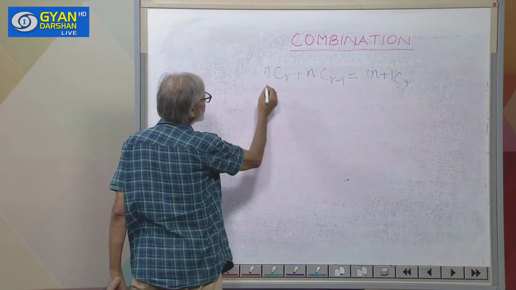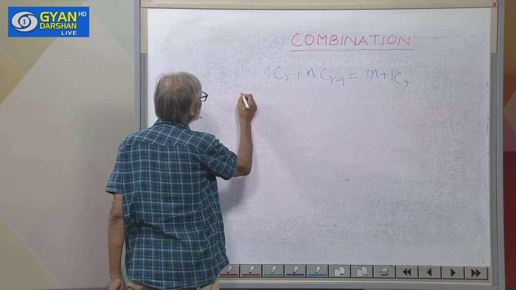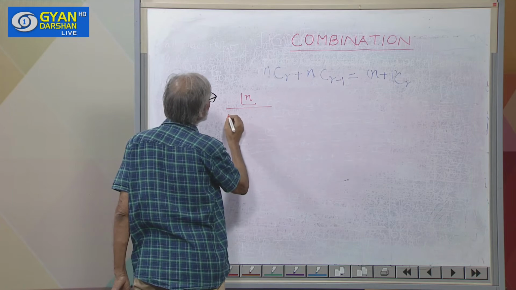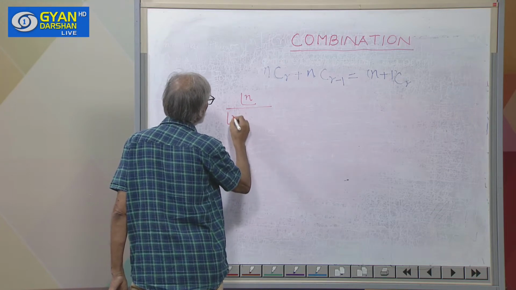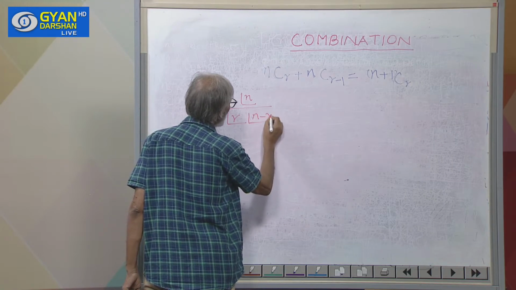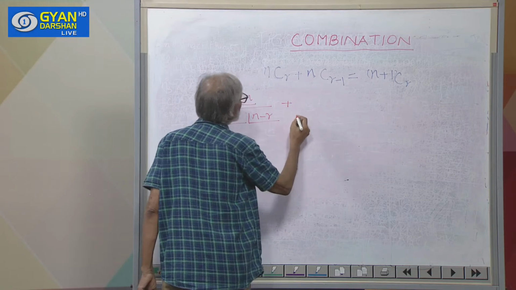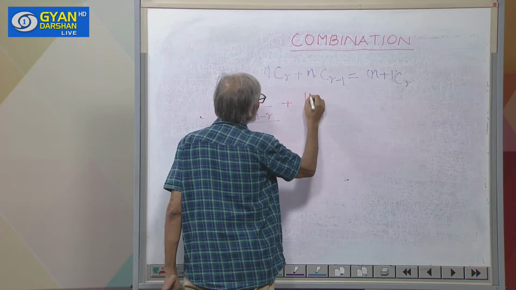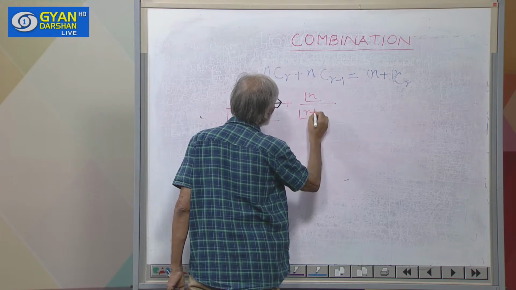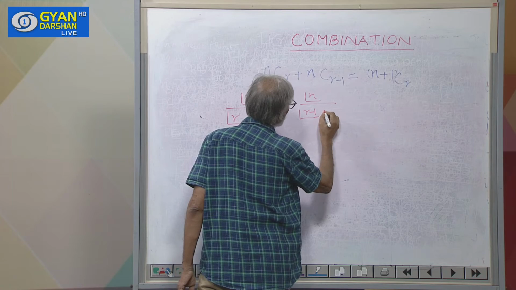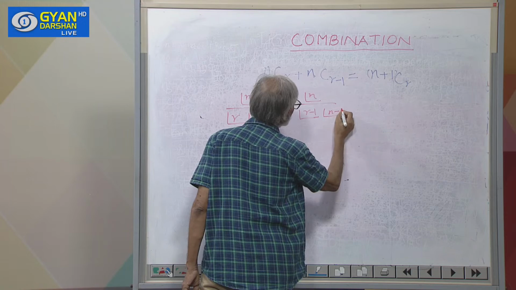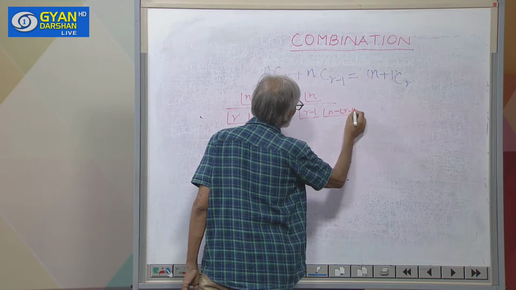let us expand according to the formula. It will be equal to factorial n divided by factorial r into factorial n minus r, plus factorial n upon factorial r minus 1 into factorial n minus (r minus 1).